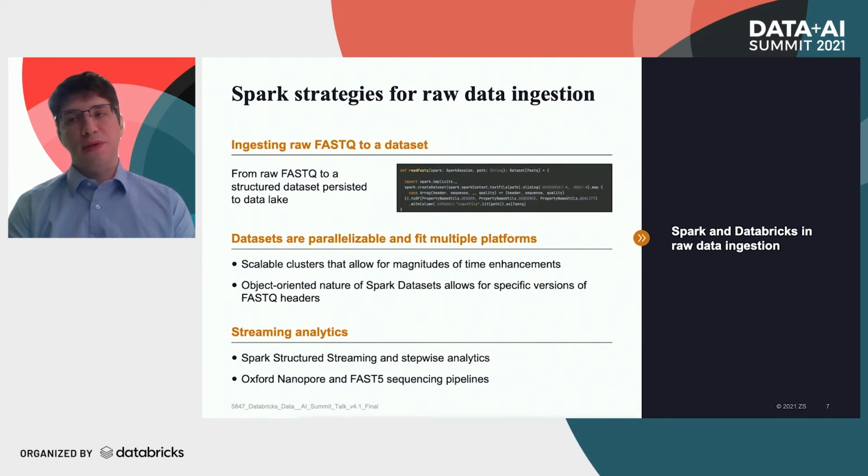Doing simple joins against the reference data products as well as the actual raw reads allows us to significantly parallelize and multiplex our processes. The object-oriented nature of Spark datasets also allows us to maintain different types of header information, different types of quality control information that were contained in the read.